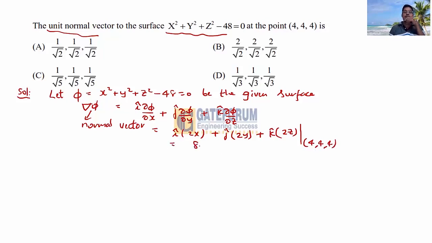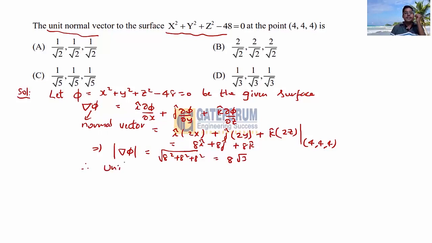So 2 into 4, 8 i cap. Similarly, 8 j cap plus 8 k cap. Now, the magnitude of del phi, that is the length of this normal vector, is equal to the square root of 8² plus 8² plus 8², or before that I can take 8 common. We'll be getting 8 times root 3. So therefore, here it is not mentioned whether it is the outward or inward unit normal vector, and all options are not in plus or minus form. So all are in the plus quantity.